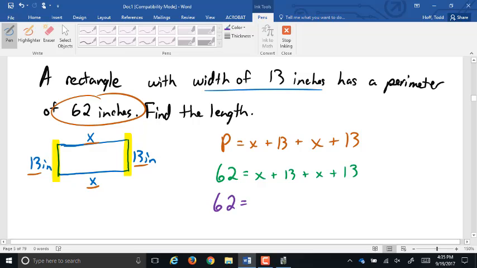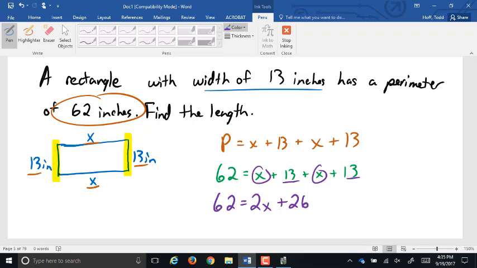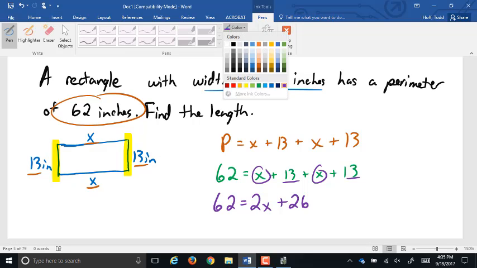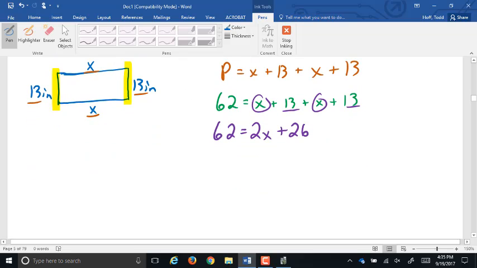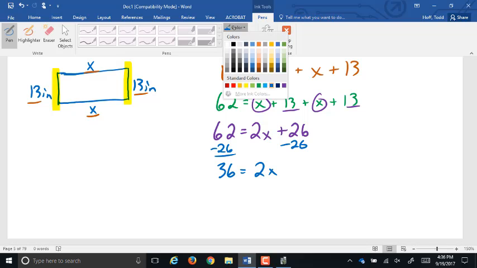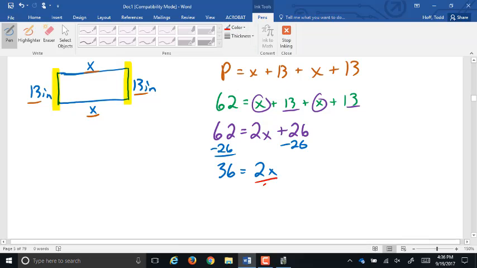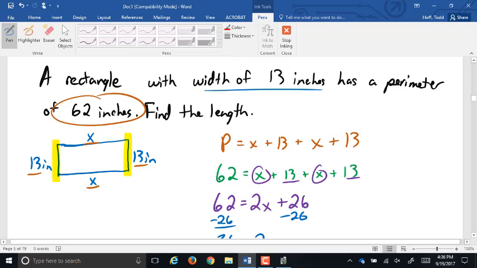When I combine stuff, what am I going to get? 62 equals 2x plus 26. Good. X and x combine to make 2x. 13 and 13 make positive 26. Then what? We'll subtract 26. 36 equals 2x. And we'll divide by 2. 18 equals x. So x is 18.